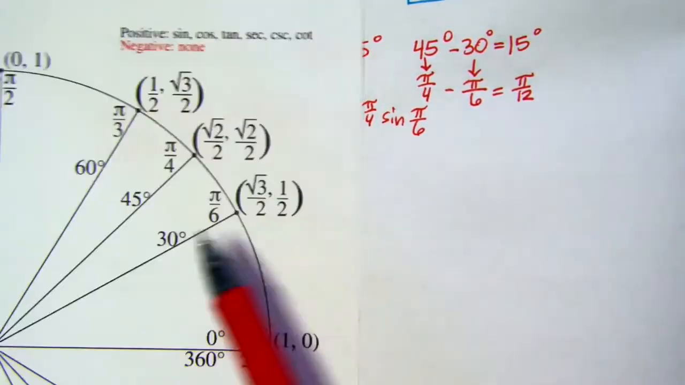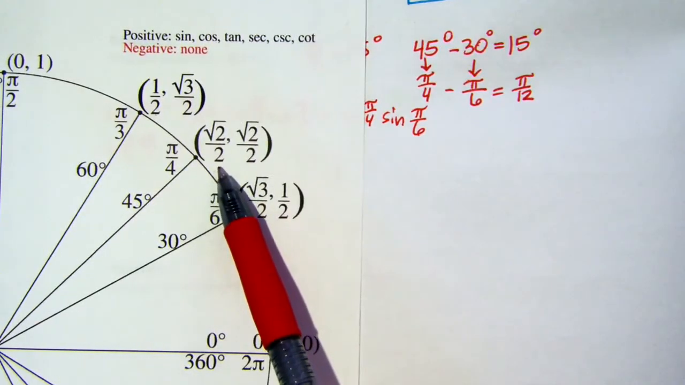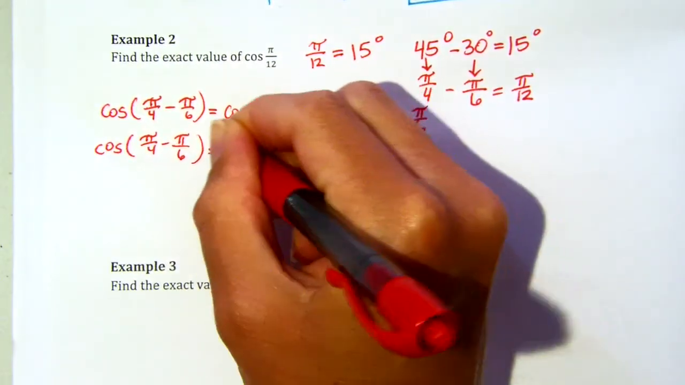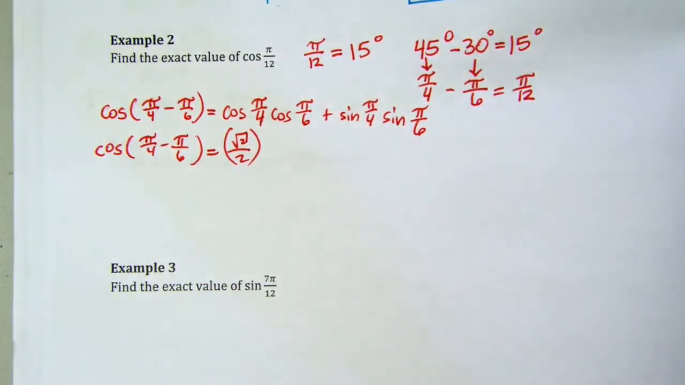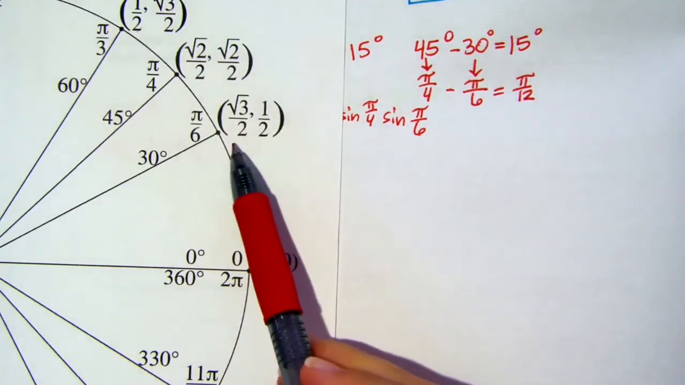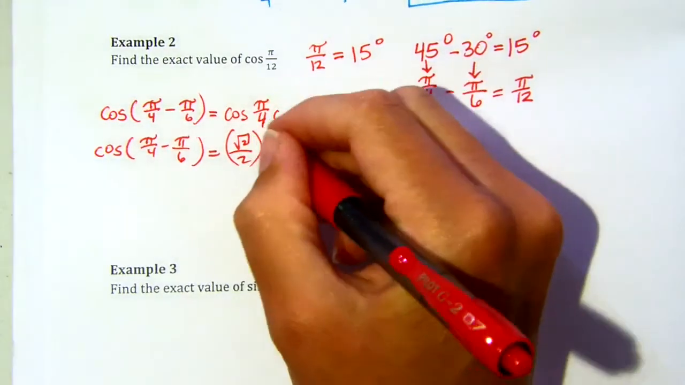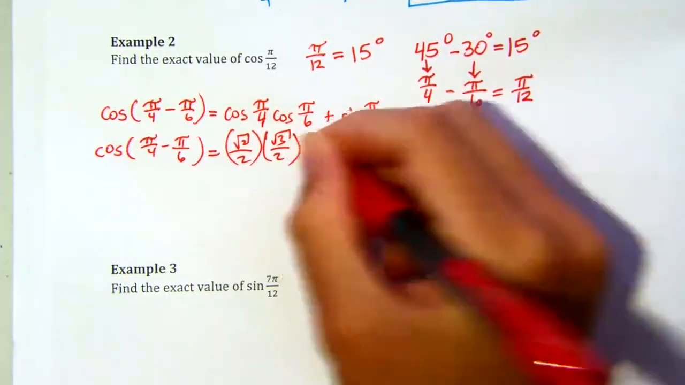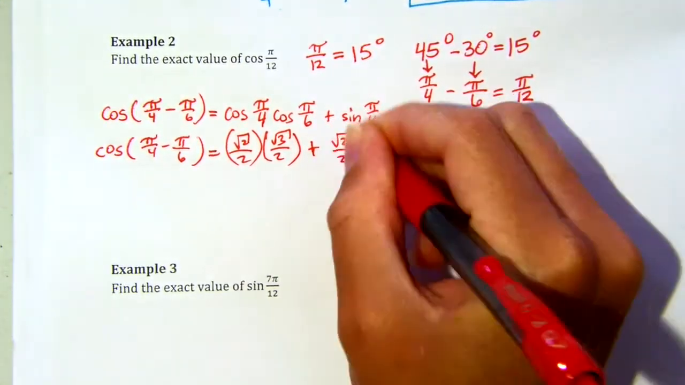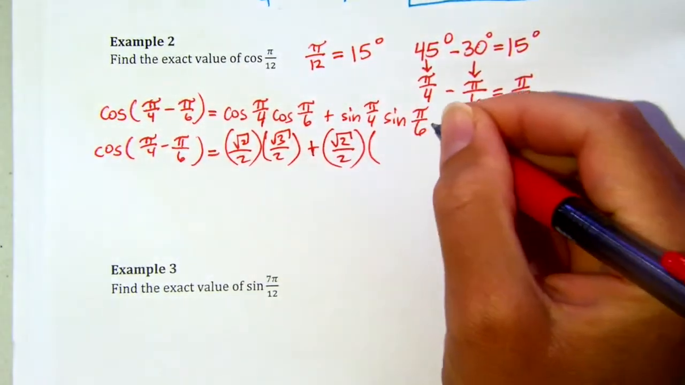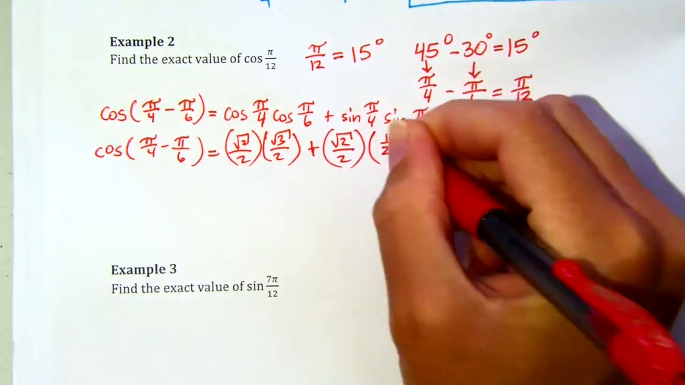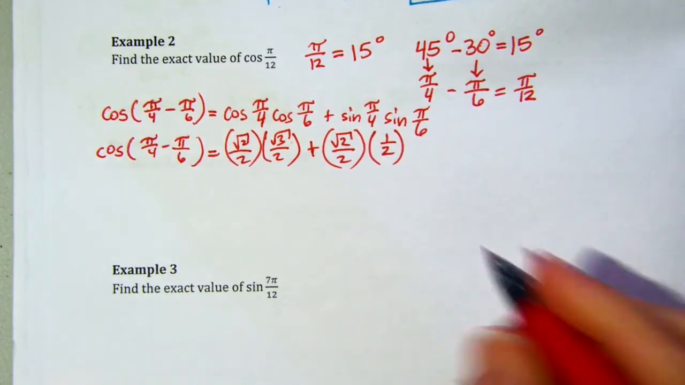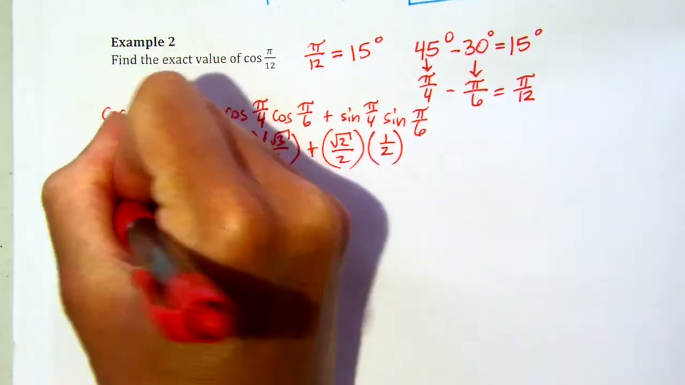Cosine of pi over 4 we saw earlier, cosine of pi over 4 was square root of 2 over 2. And the cosine of pi over 6, the x is the square root of 3 over 2. Plus the sine of pi over 4, which is the square root of 2 over 2, times the sine of pi over 6, which happens to be 1/2. Now all we have to do is multiply and add, fully simplify.